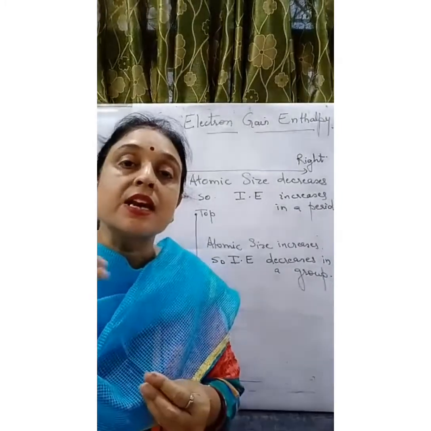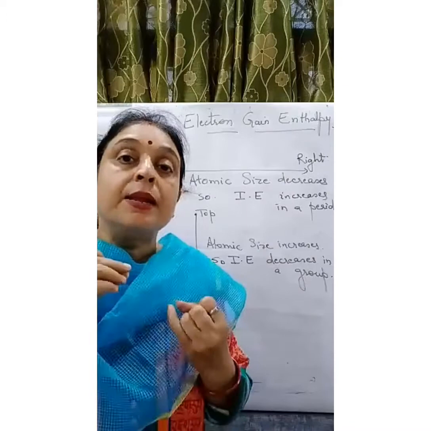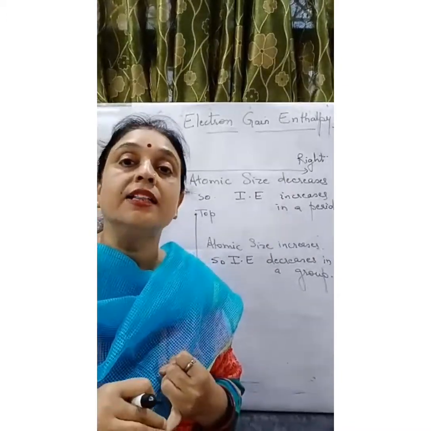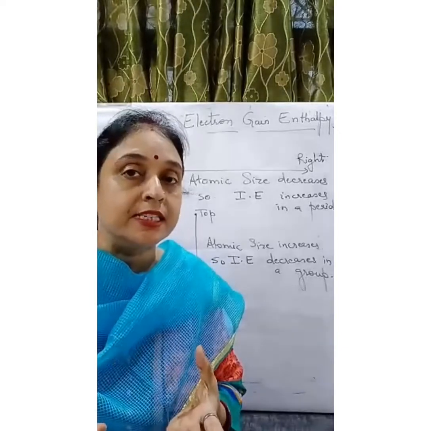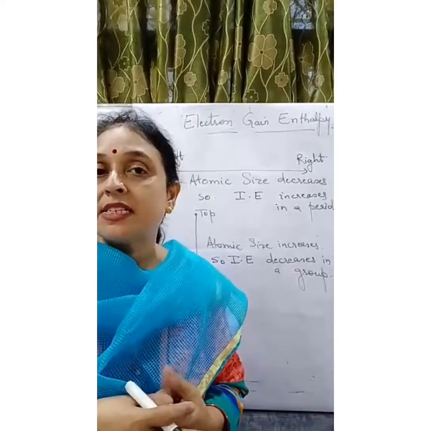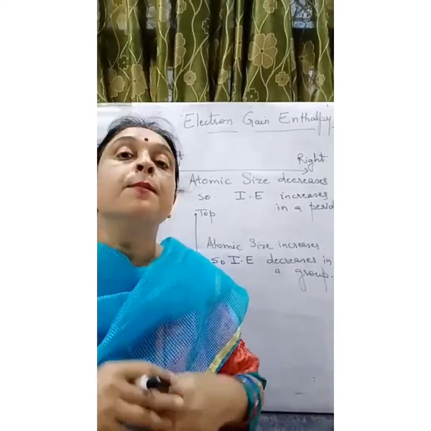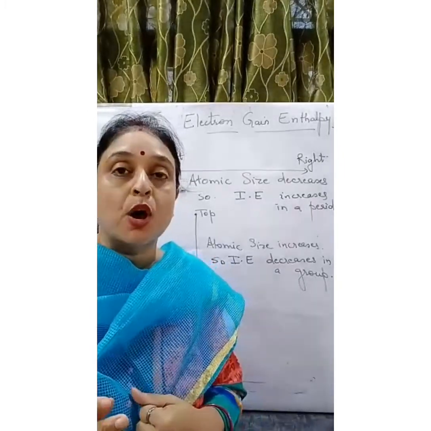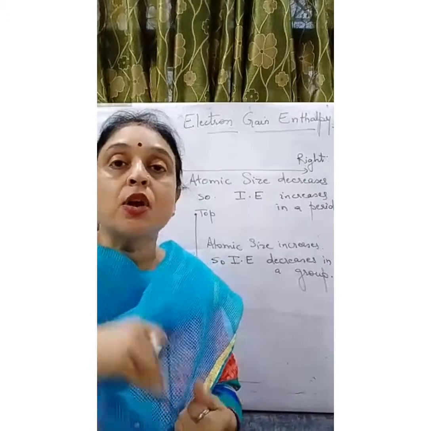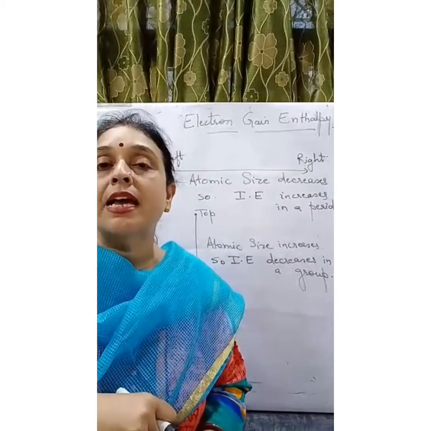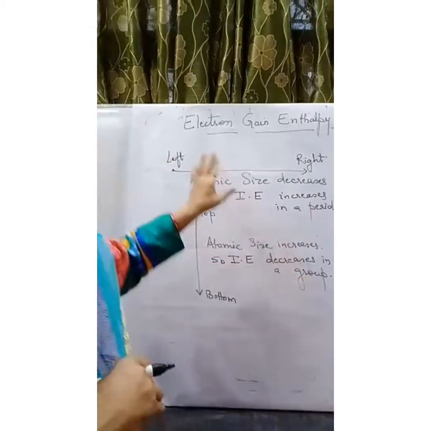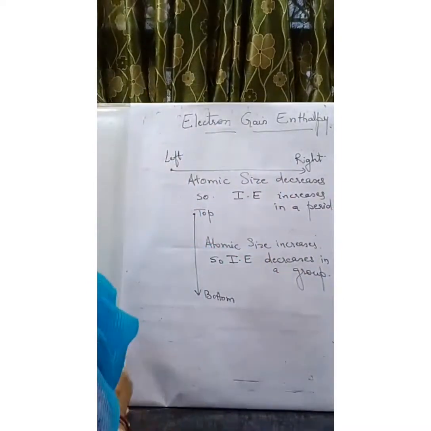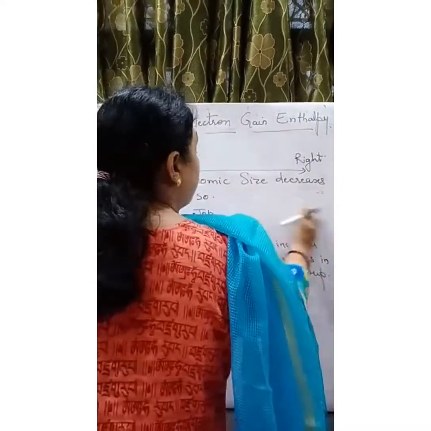Now, when an incoming electron is added, depending upon the nature of the element, the energy is either absorbed or released. So, how do we define this electron gain enthalpy? The amount of energy released or absorbed when an electron is added to a neutral gaseous atom is known as electron gain enthalpy.